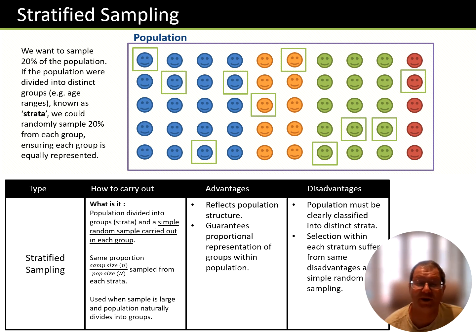Advantages: it reflects the population structure and it guarantees proportional representation of groups within the population. But the disadvantages: the population must be clearly classified into distinct strata, and selection within each stratum is going to suffer from the same disadvantages as we had for simple random sampling. Okay.